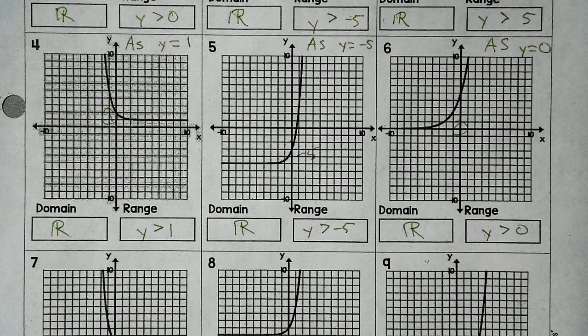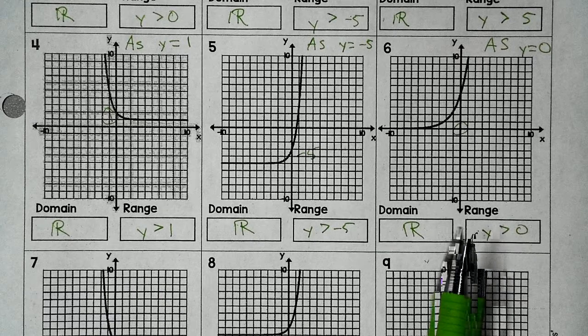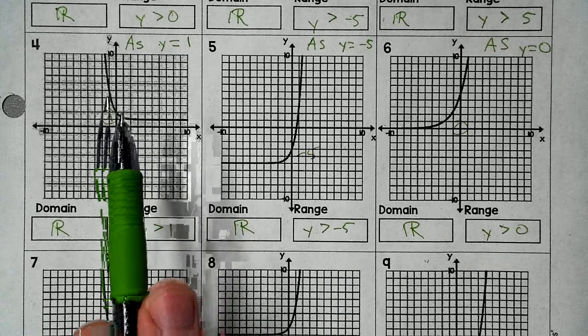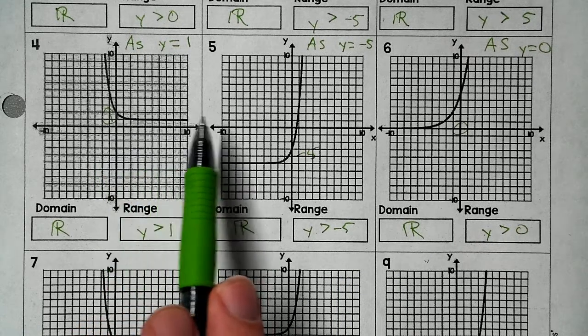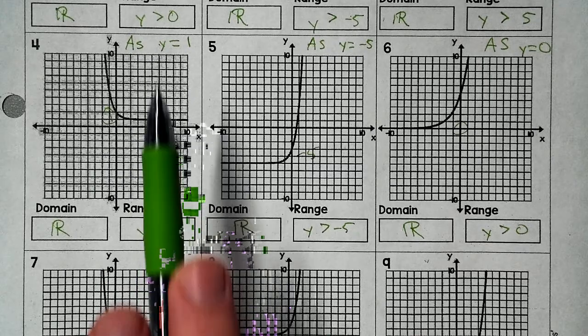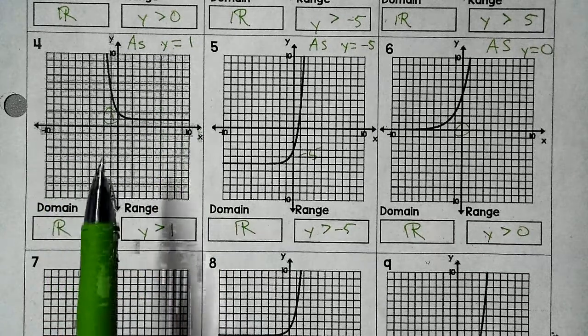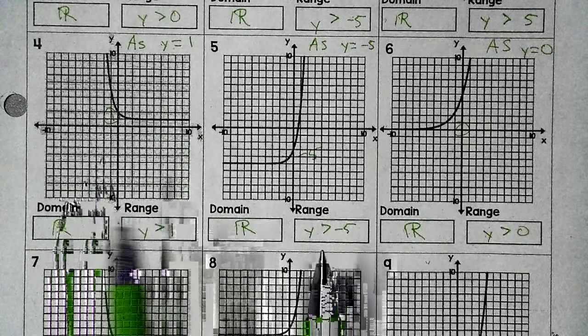All right, there were 4, 5, and 6. Once again, the domain is always going to be all real numbers. You just have to look at that asymptote to get the range. Asymptote here, it stops at +1. That's when it levels out. So asymptote's y equals 1. The range, y is, and they're above 1, so it's greater than 1.